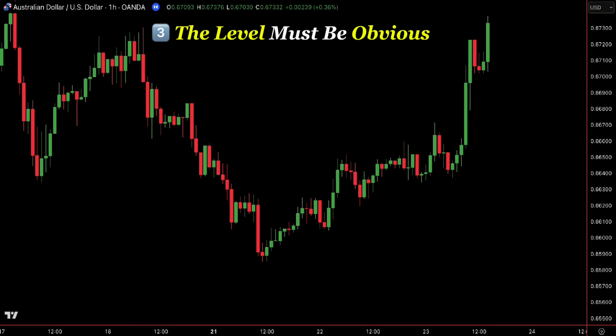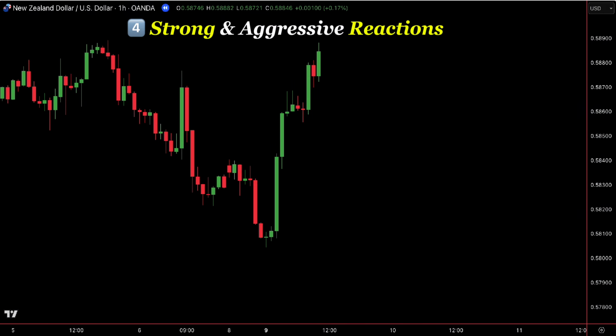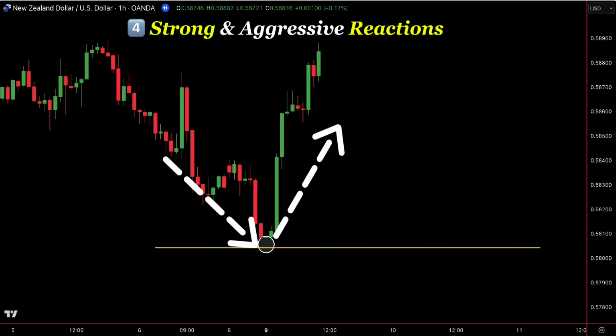The level must be obvious. If you need to force it or squint your eyes to see it, it's not a real level. The best support and resistance zones are the ones that pop out instantly when you open a chart. Simple, clean, and clear. Strong and aggressive reactions. If price bounces away explosively from a level, large candles, fast movement, that's a sign of serious buying or selling pressure entering the market. The stronger the reaction, the more important the level. This is where institutions leave their footprint.